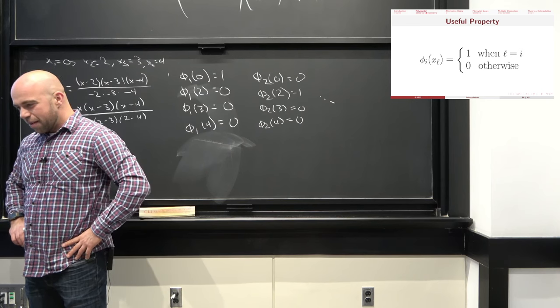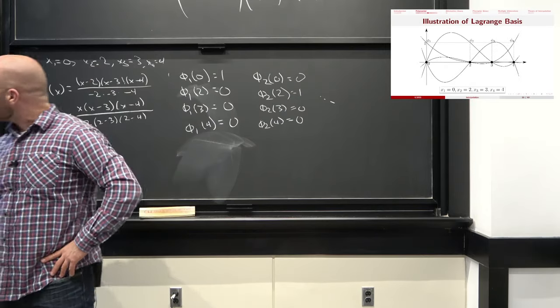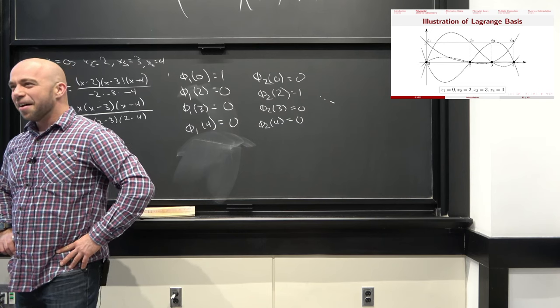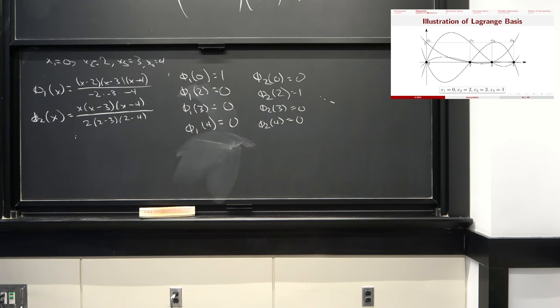So why does this matter for interpolation? By the way, here's a plot of exactly the example we just did. I just think it's pretty. I don't know how meaningful it is. But actually it is meaningful. So for example, if you look at phi 1, notice that it hits a 1 on the left, and then it hits 0, 0, 0, and so on. So it really does have the pattern that we said.